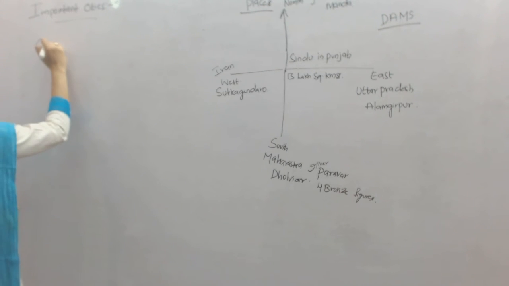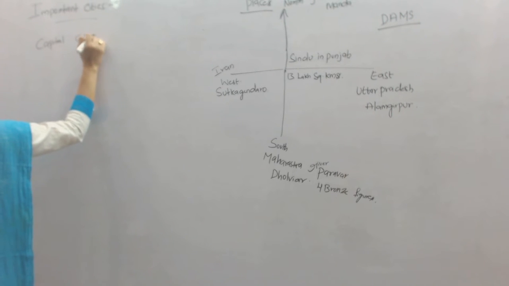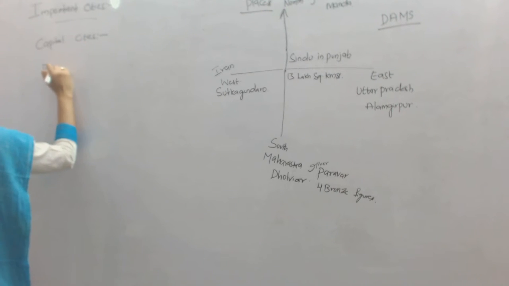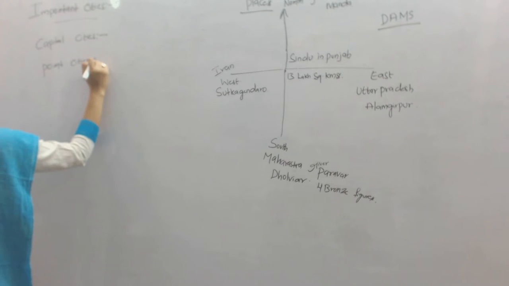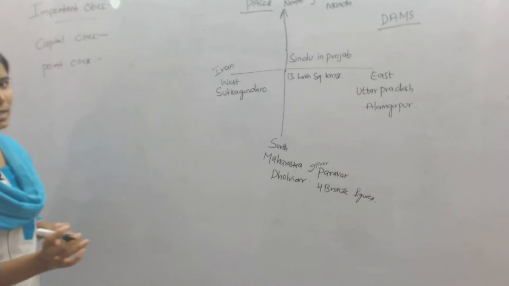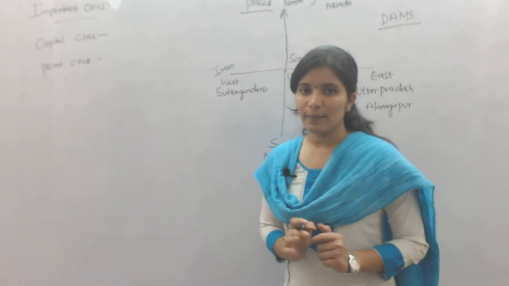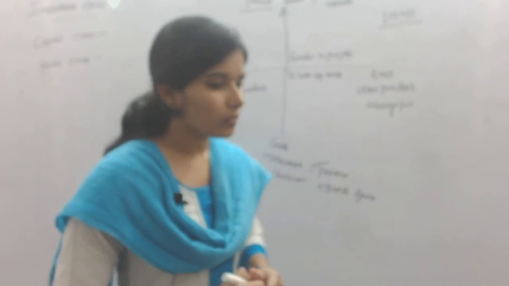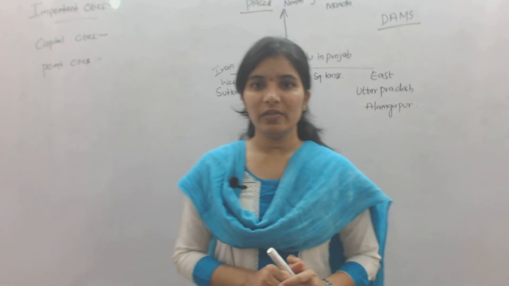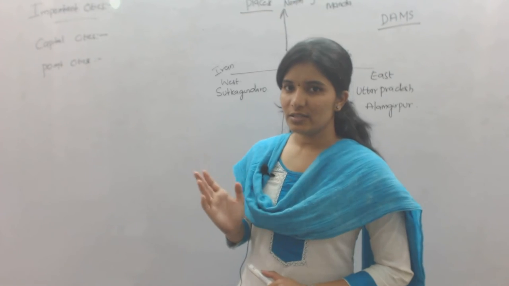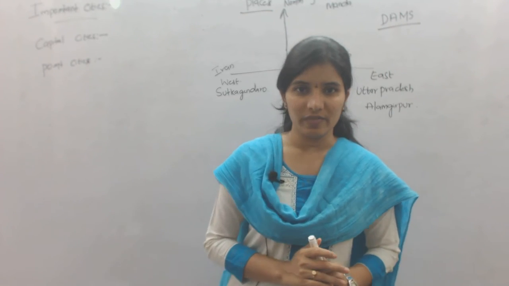In important cities, we have seen capital cities like Harappa and Mohenjo-daro, and port cities Dolvir and Lothal and Banwali are the port cities, and the first tidal port in the world was Lothal. And later, what are the evidence? When the excavation was going on, the archaeologists got some evidence. What are the evidence and in which places they were found, we will see.